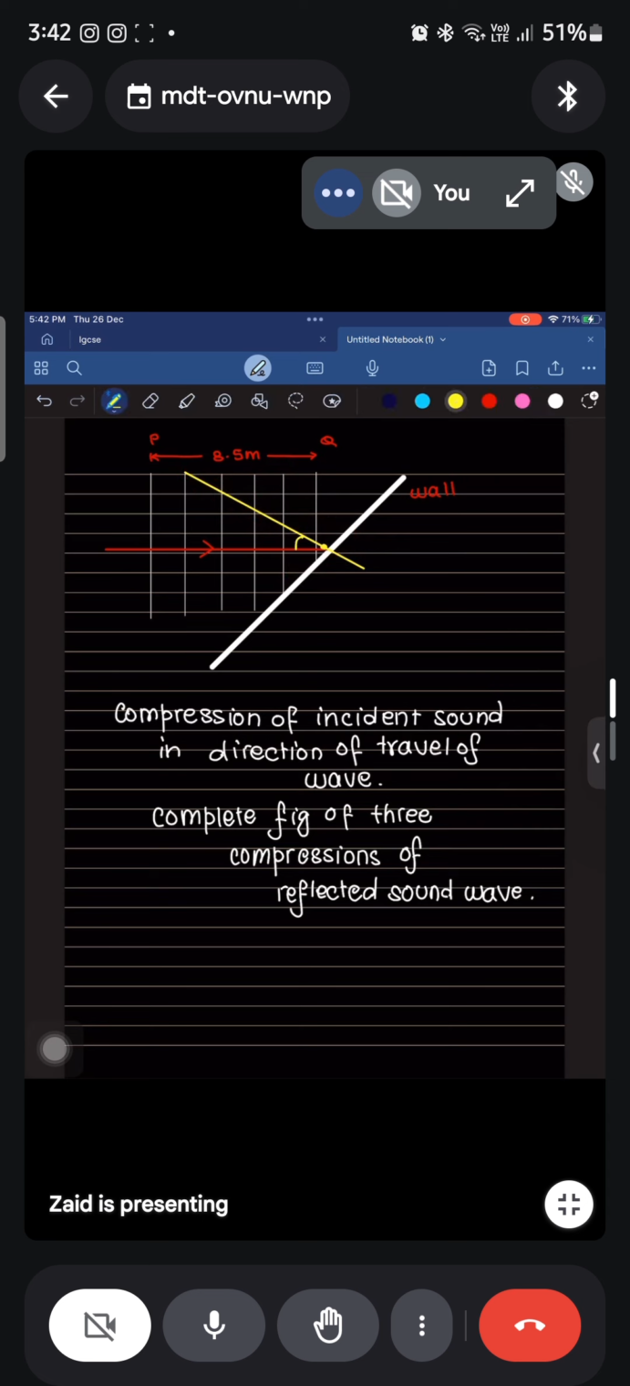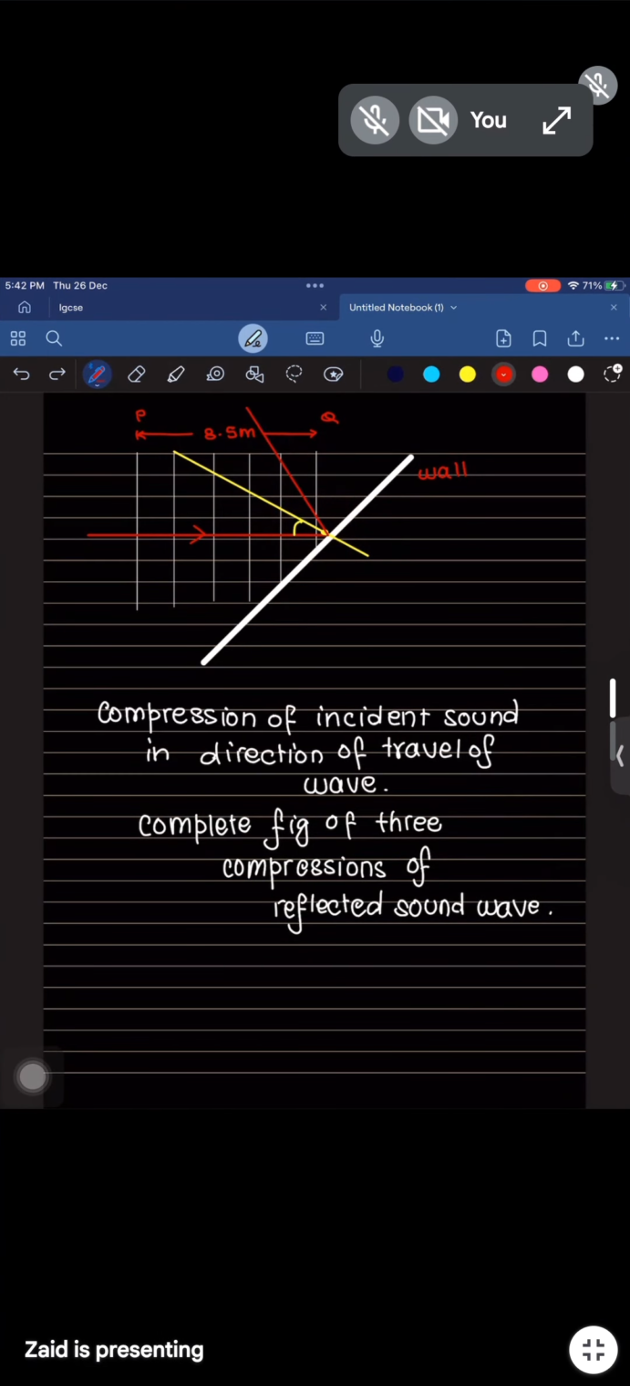Whatever the angle this one is, because this is the incident wave, the same angle should be on the other side. Okay. So now we have drawn this. You get it? Something like this. And you can proceed this line as well. No worries.